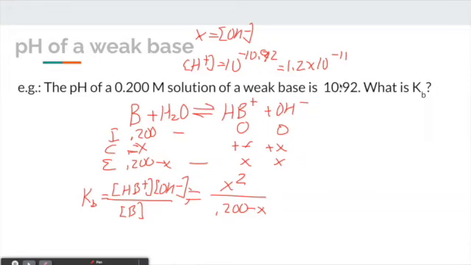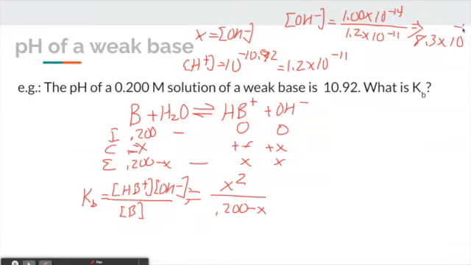That's H plus concentration. So that means OH minus concentration is Kw, so that's 1 times 10 to the negative 14th, divided by 1.2 times 10 to the negative 11th. And that's OH minus concentration, which works out to 8.3 times 10 to the negative 4th. That's OH minus concentration, which is x. I'm going to show you another way that we could have done this.